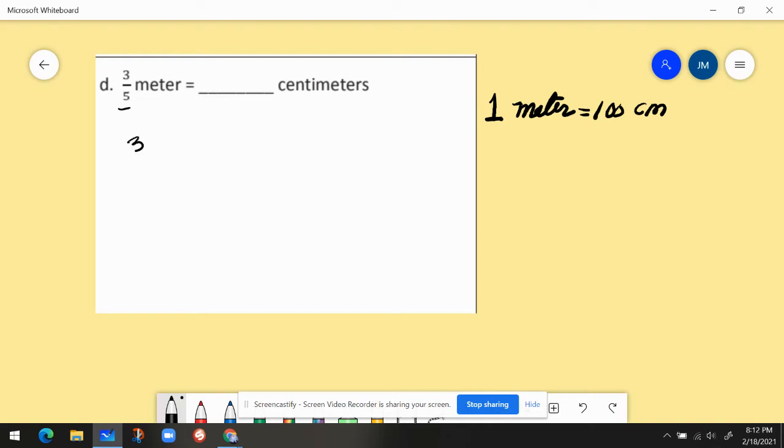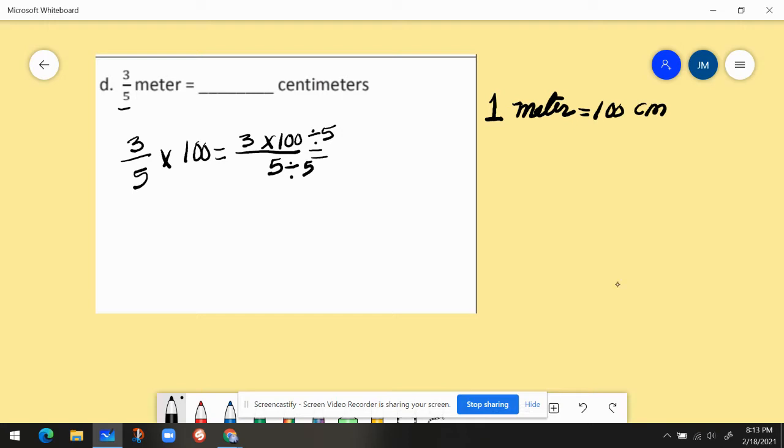Now, how do we do this? Well, this is 3/5 of a meter. And how much is a meter? 100. Now remember again that we're multiplying fractions, so the whole number has a 1 as the denominator. So we're going to rewrite this as 3 times 100 over the denominator, which is 5. Now, if we want to simplify this first, we divide the 5 by 5, and we do the same thing to the numerator. So that will be 100 divided by 5.